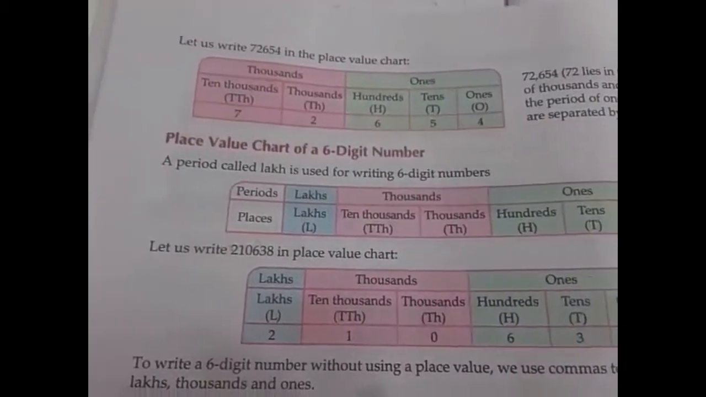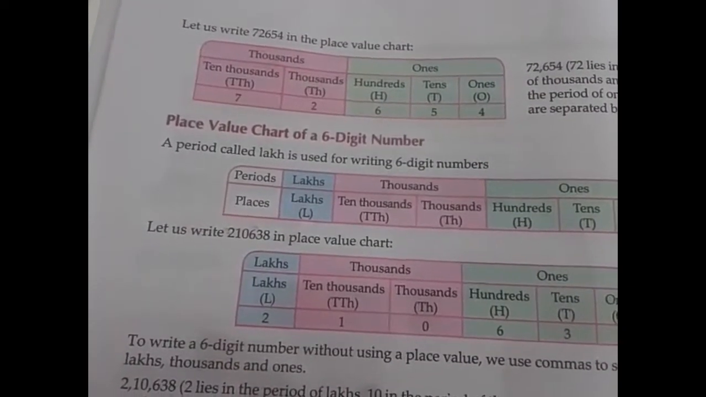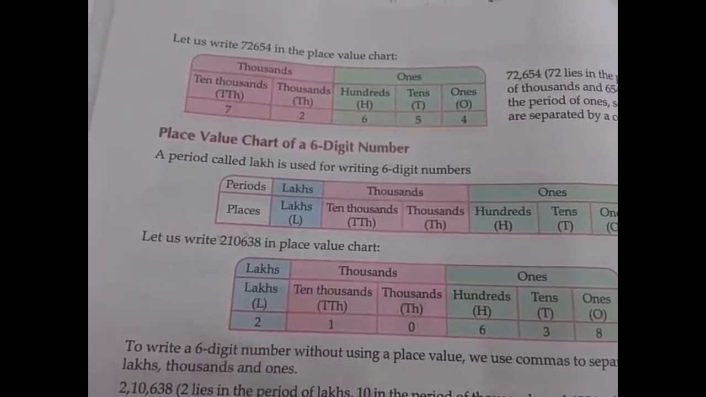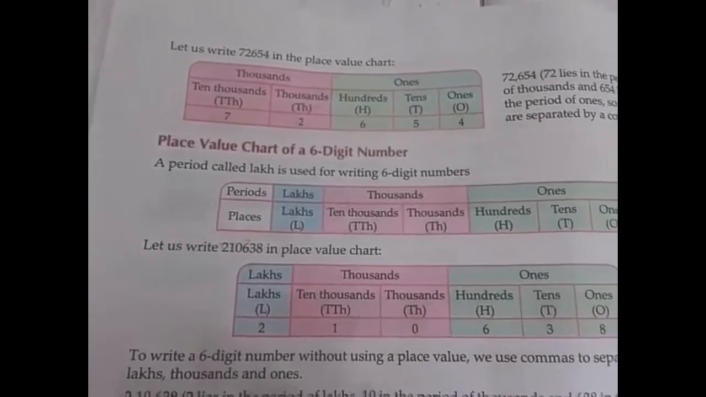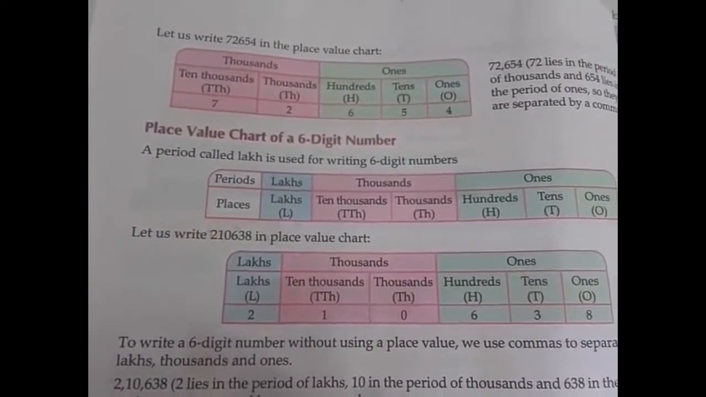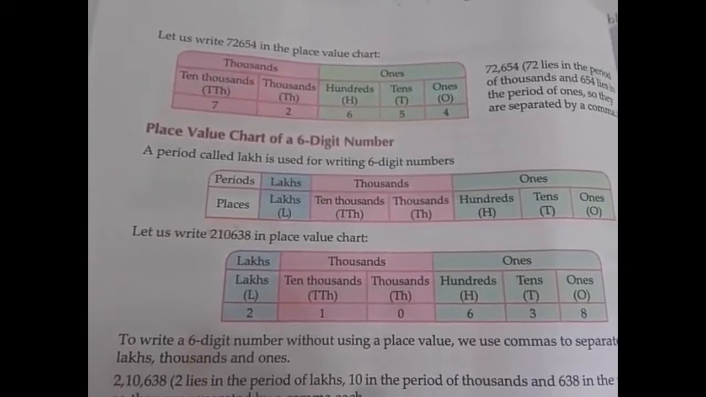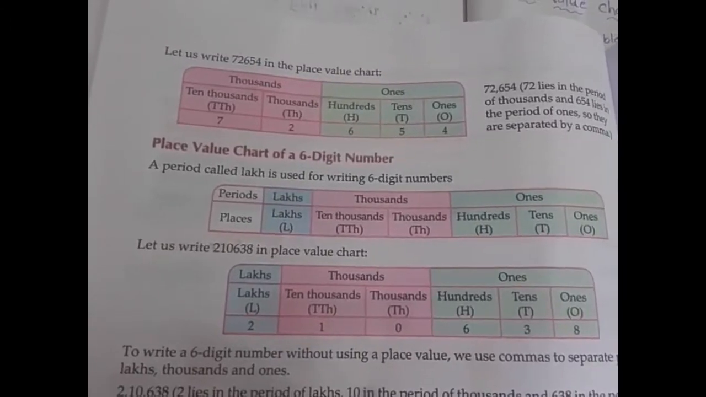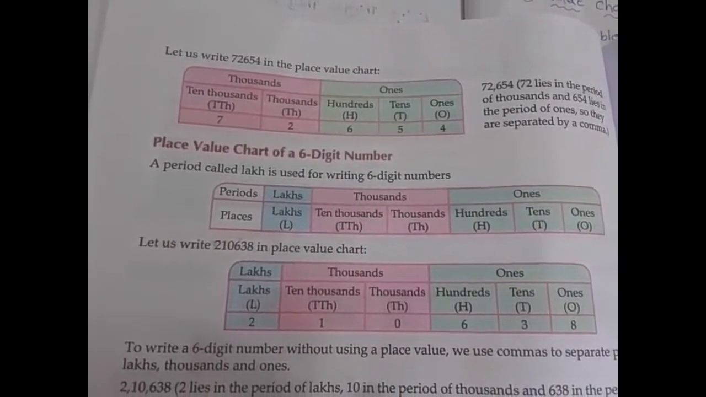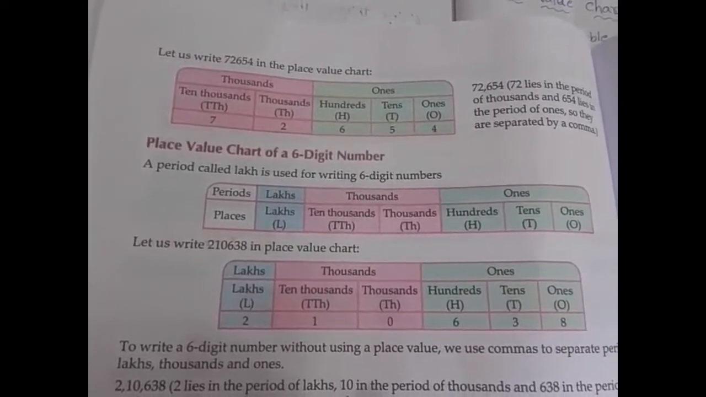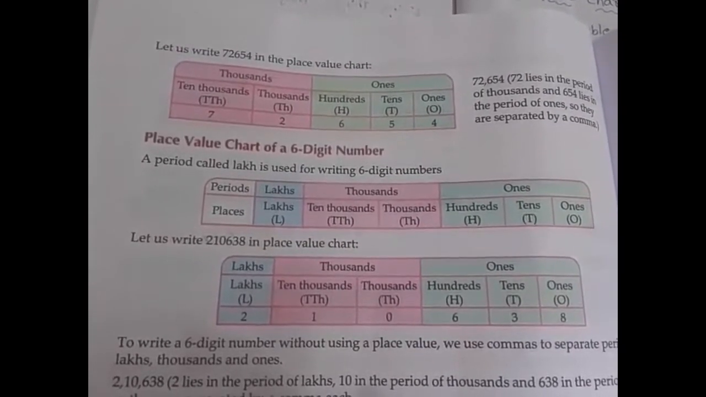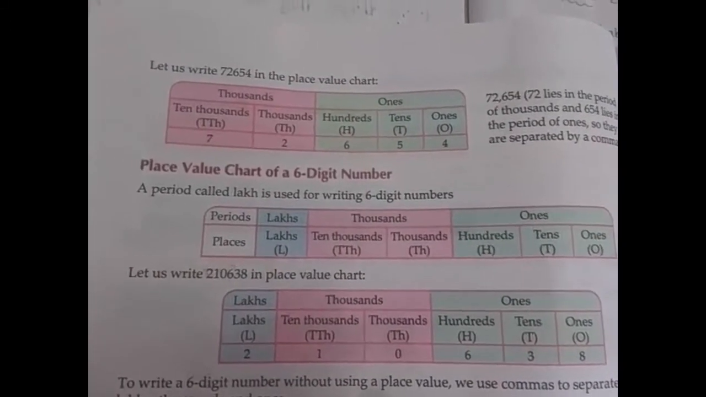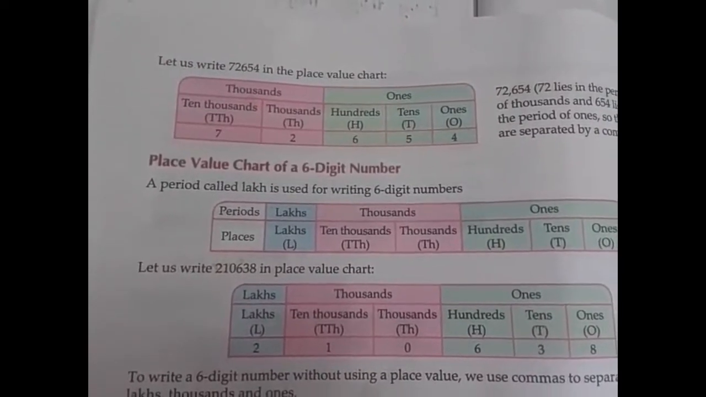Place value chart of a 6-digit number. In a 6-digit number we have 3 periods. They are lakhs, thousands and ones. In the lakhs period we have ten lakhs and lakhs. In the thousands period we have ten thousands and thousands. In ones we have hundreds, tens and ones. See the picture here, in your book page number 152.